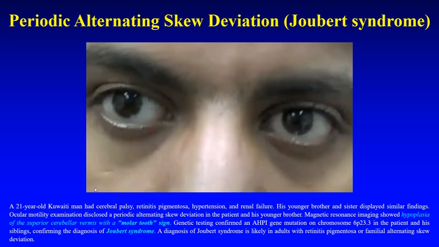Genetic testing confirmed an AHI1 gene mutation on chromosome 6q23.3 in the patient and his siblings, confirming the diagnosis of Joubert syndrome. A diagnosis of Joubert syndrome is likely in adults with retinitis pigmentosa or familial alternating skew deviation.